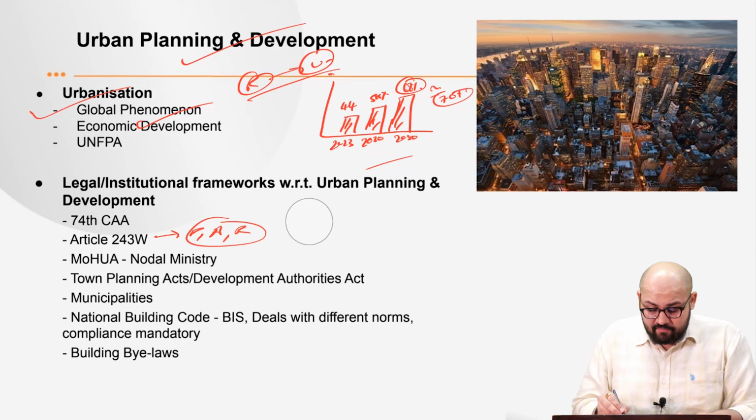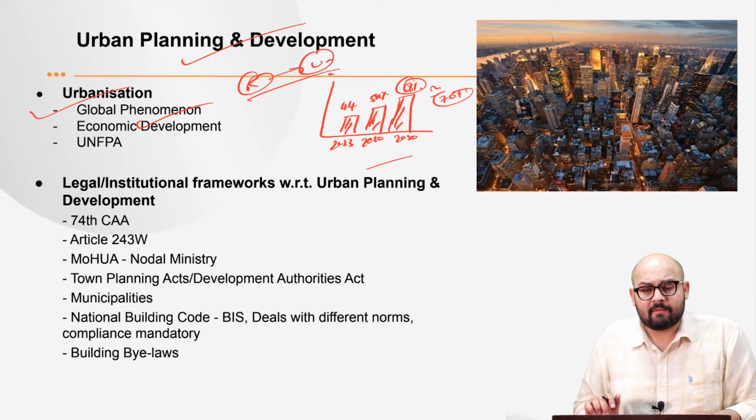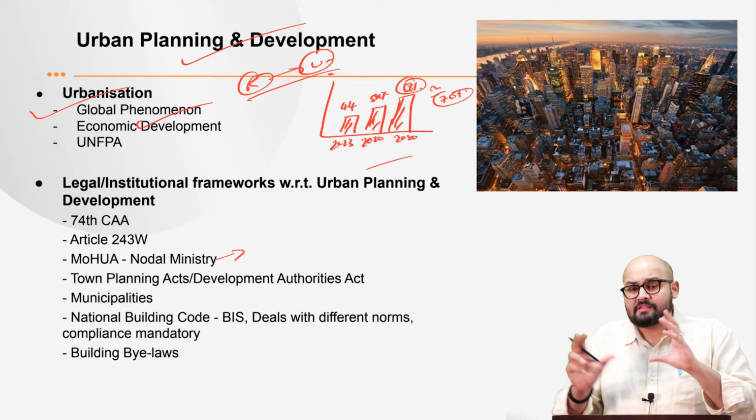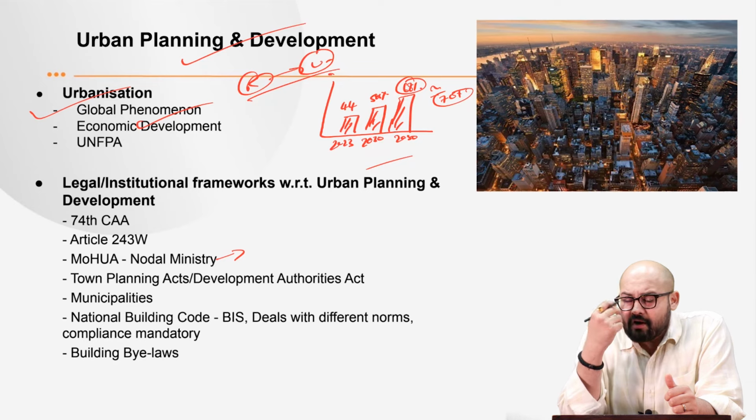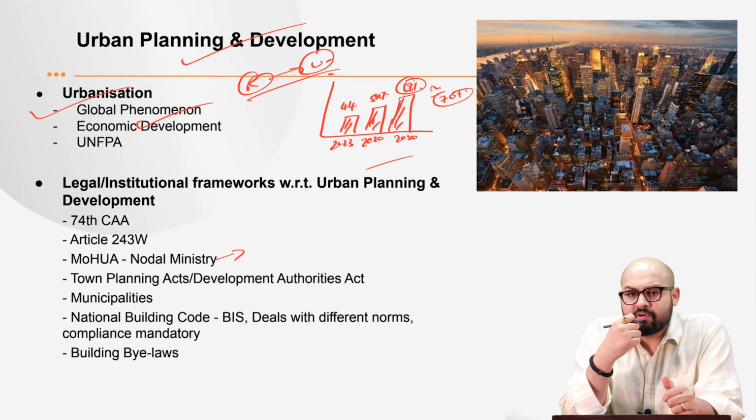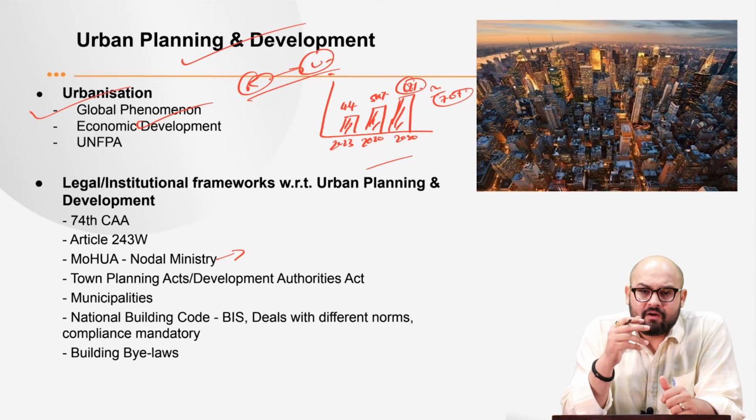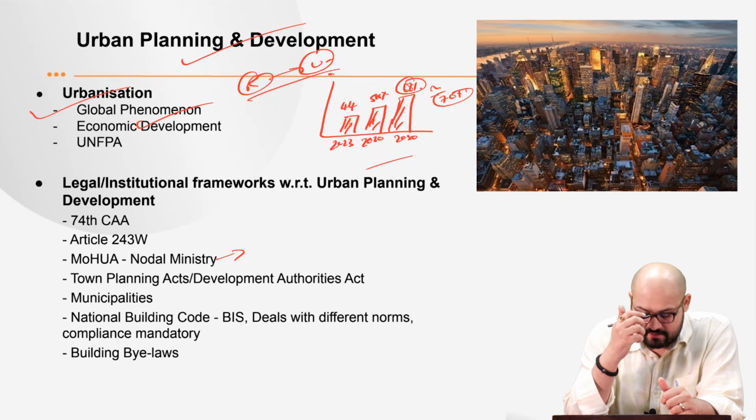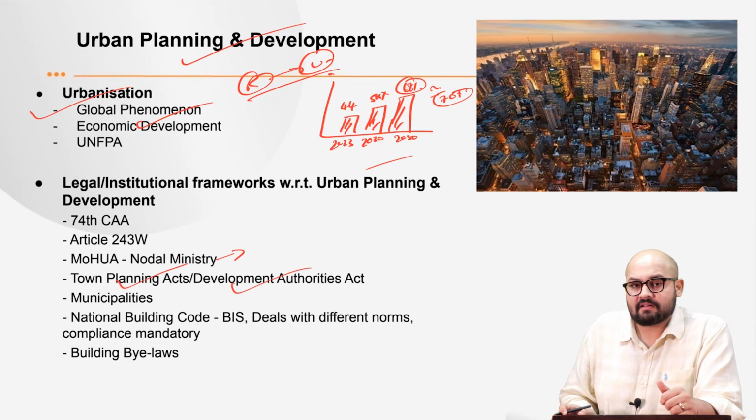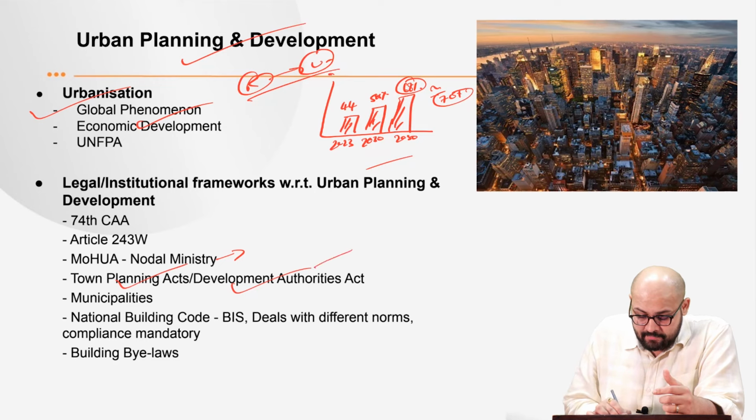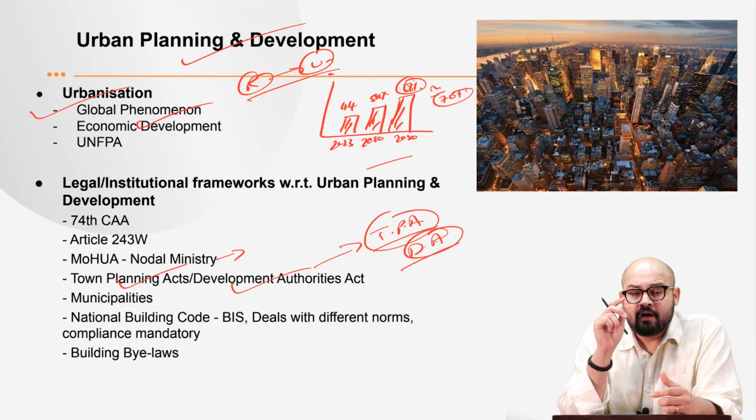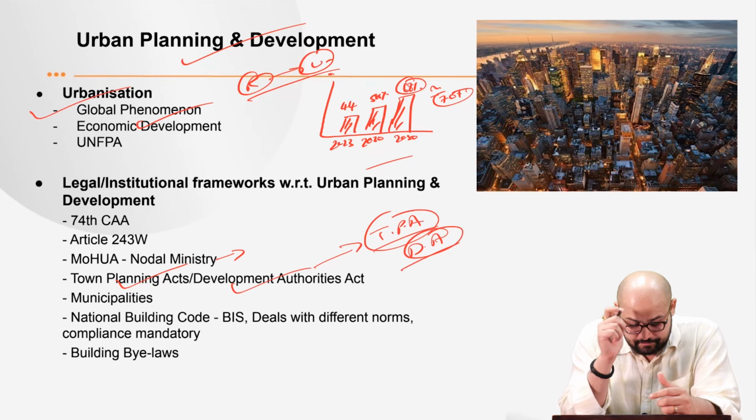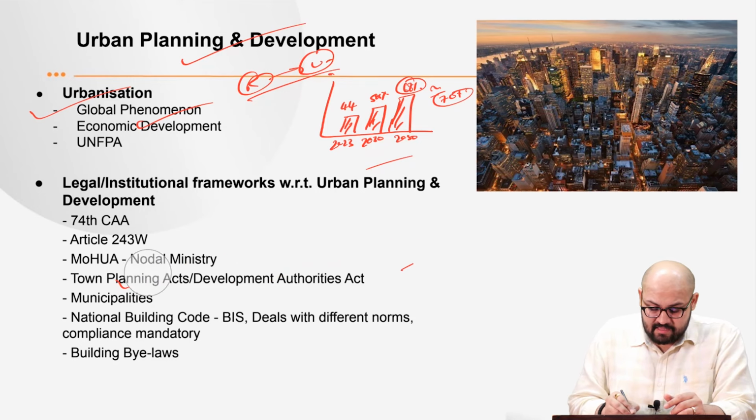Then we have got the Ministry of Housing and Urban Affairs. Now, this is the nodal ministry as far as the formulation of policies and plans are concerned. So, the overall policy making with respect to urban development in India is taken over by the Ministry of Housing and Urban Affairs. Then we have got different acts, different statutory laws by the state governments. These are known as Town Planning Acts or Development Authorities Acts. What they do is make town planning authorities and development authorities. These have the power to regulate urban development in India, to frame policies according to the laws of the respective states.